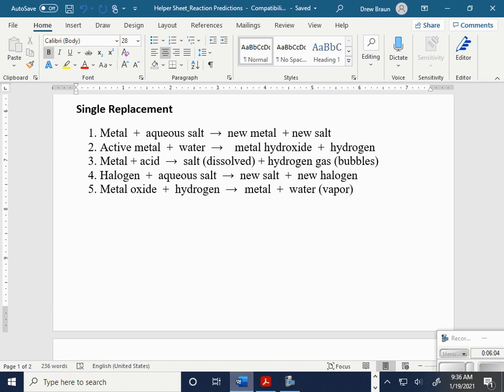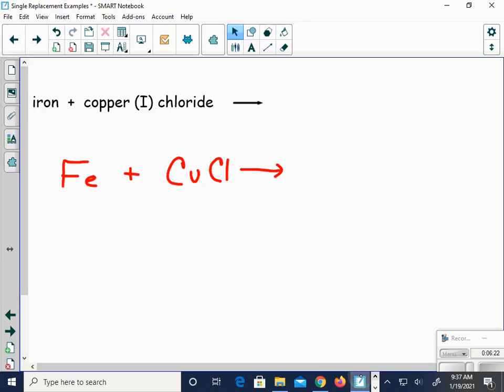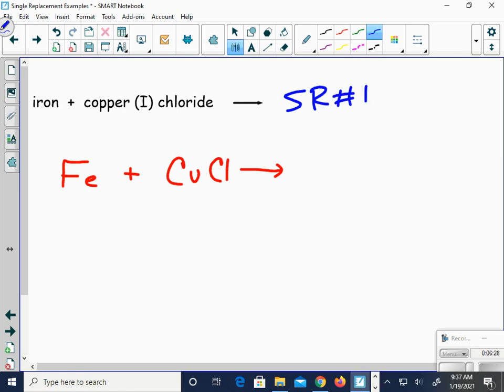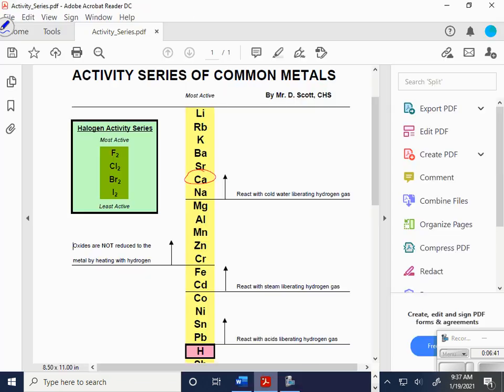Do I have an active metal and water? There's no water there. Do I have a metal and an acid? I don't have an acid there. Do I have a halogen? Nope. Do I have a metal oxide and hydrogen? Nope. So this particular one is also going to be a single replacement number 1. So I make sure that I write out my single replacement number 1. Then I have to go to my activity series.